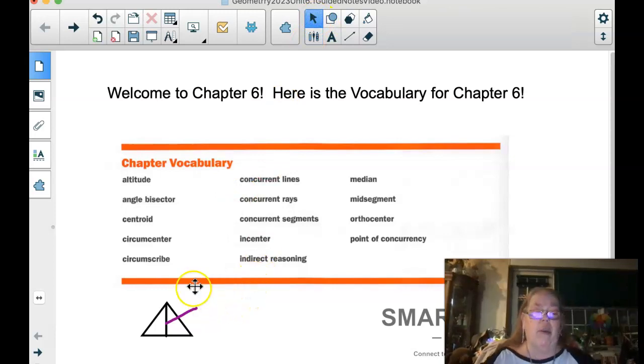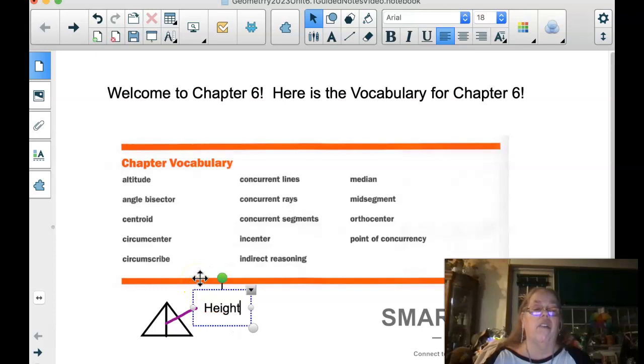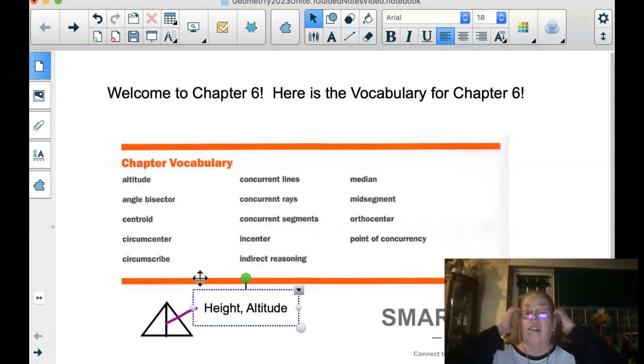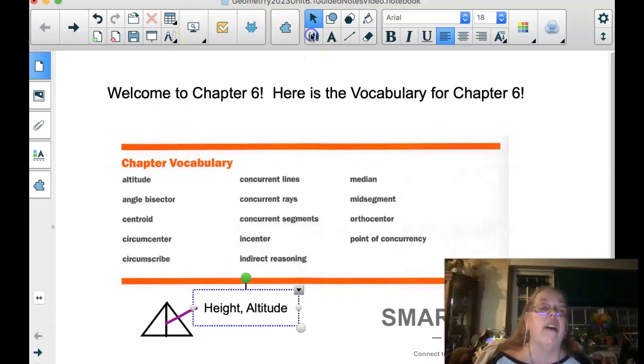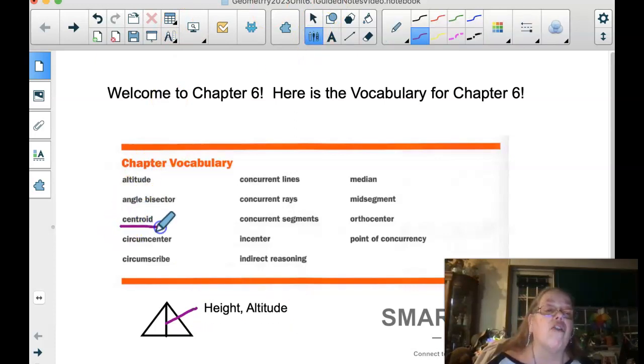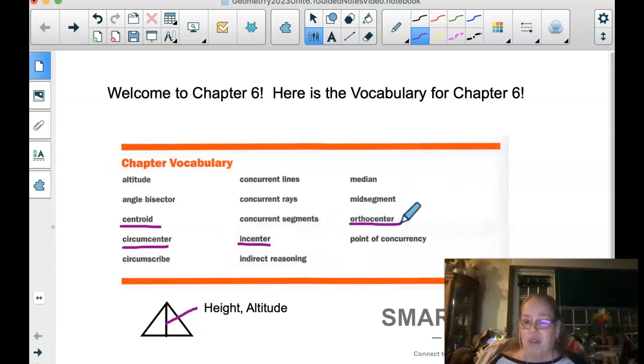Then an angle bisector, I think we already know. The angle bisector cuts an angle into two congruent angles. Now, the centroid, the circumcenter, the incenter, and the orthocenter are centers of a triangle. I bet you never knew a triangle had so many centers. We're going to talk about them later. There's a silly sentence to remember how to figure out what each one is, and I'm going to introduce that in a little while.